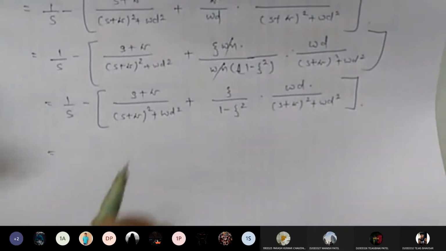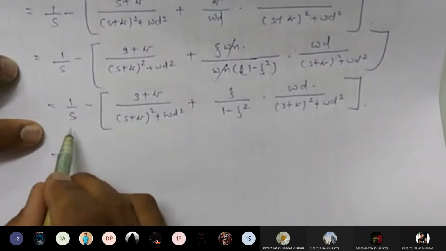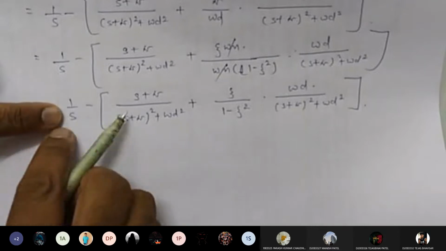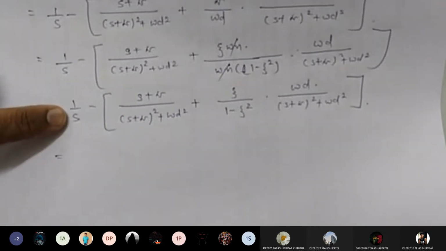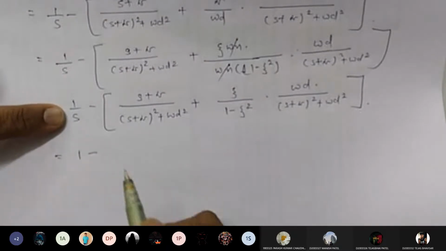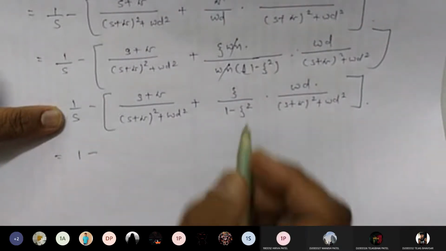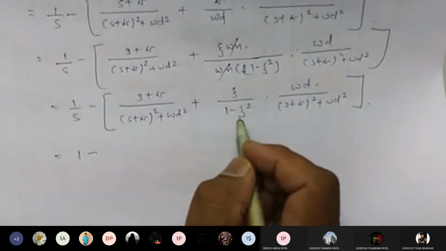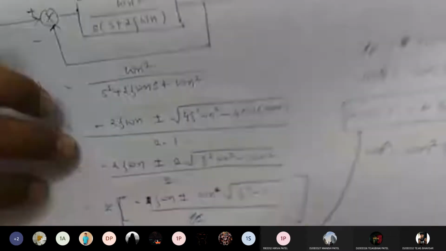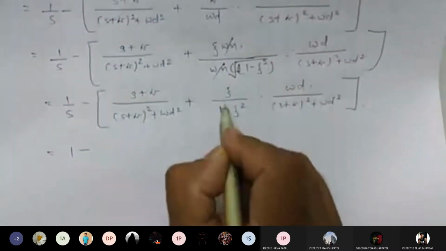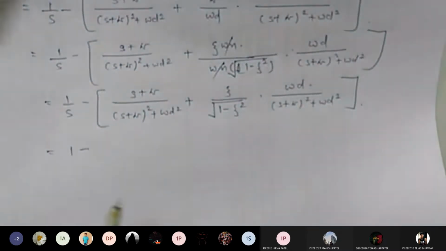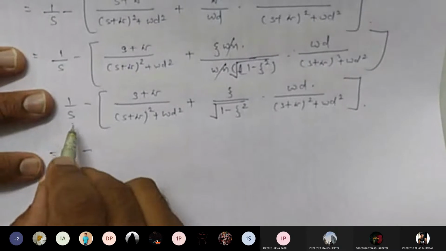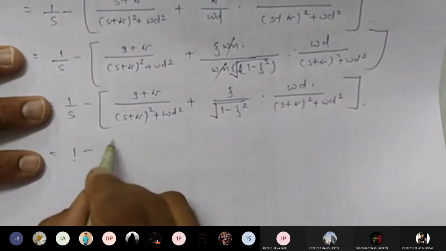Okay, taking the inverse Laplace. What is the inverse Laplace of 1 upon s? 1. Sir, it will be under root 1 minus zeta square, right? Yes, omega d. Omega d is equal to omega n into under root of 1 minus zeta square. Yes. The inverse Laplace of 1 upon s is nothing but 1.